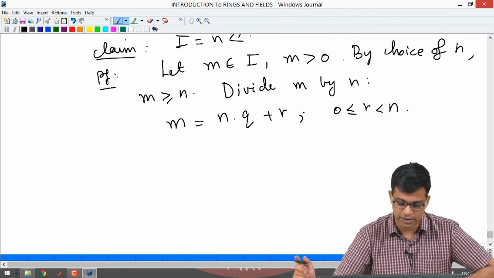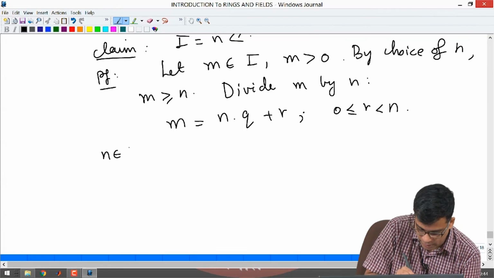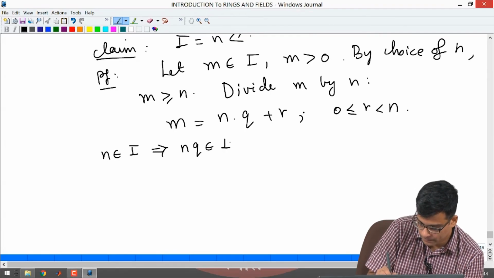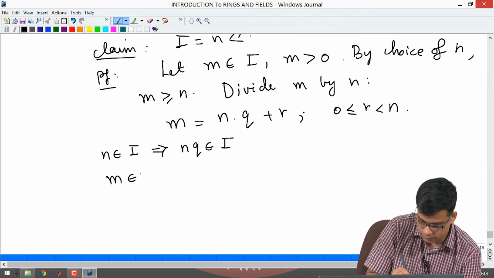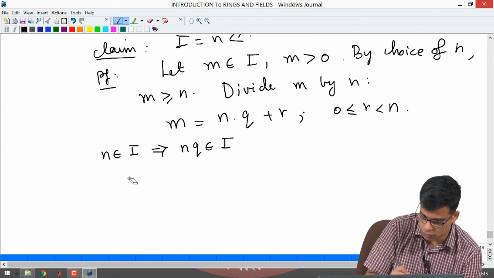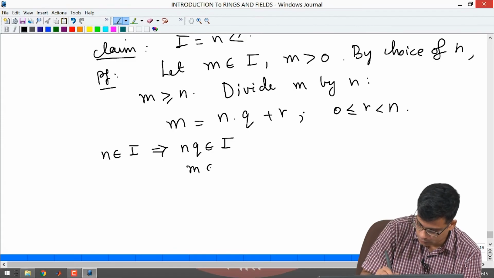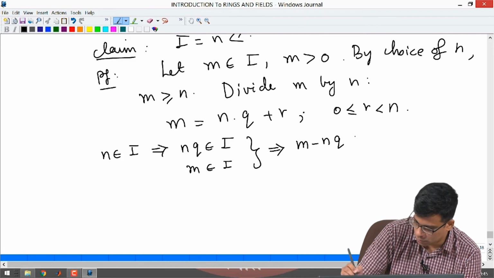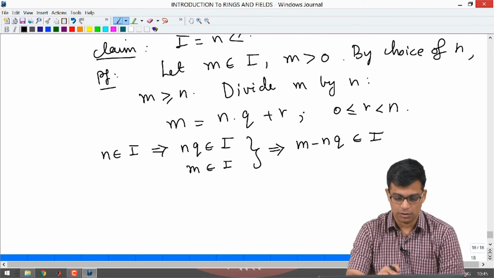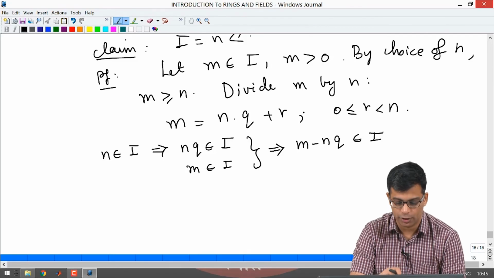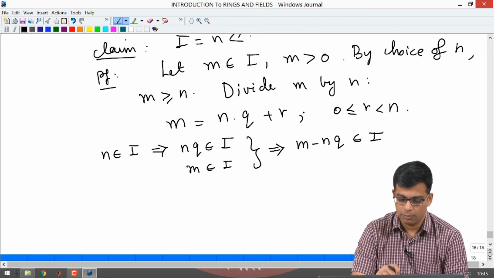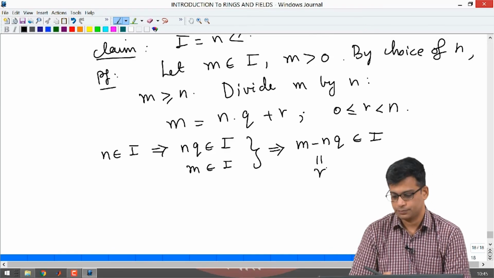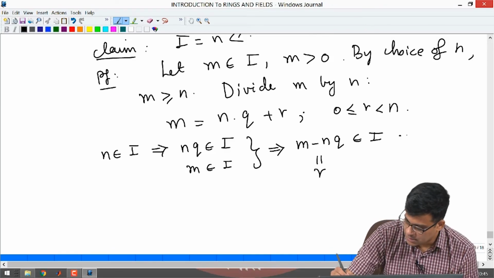But now, notice an interesting thing, n is in I by choice, that means nq is in I, and m is in I also by choice, right. That means m minus nq is in I, because n is in I, by ideal property nq is in I, m is in I, by ideal property again m minus nq is in I, but m minus nq is equal to r. So, that means r is in I.